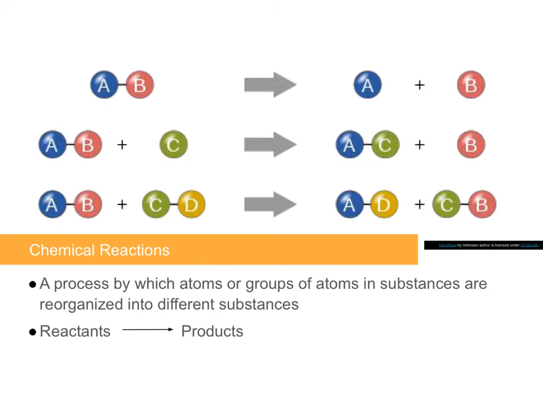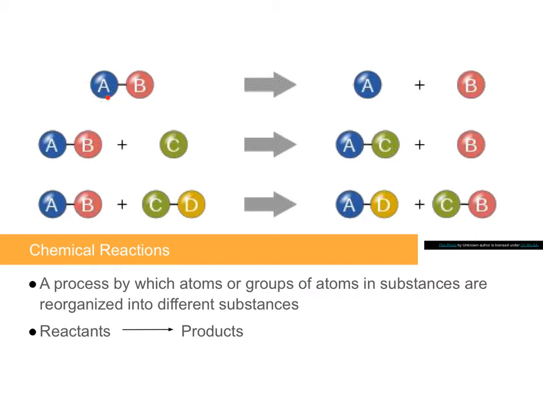So today we're going to talk about chemical reactions, and then we'll talk about catalysts and enzymes. So first, let's just start with what is a chemical reaction. A chemical reaction is a process when atoms or groups of atoms in the substances are reorganized into different substances. Okay, so let me show you what I mean by that using these pictures.